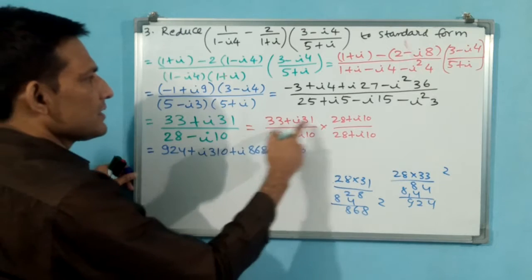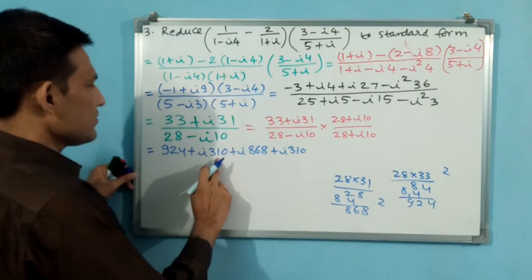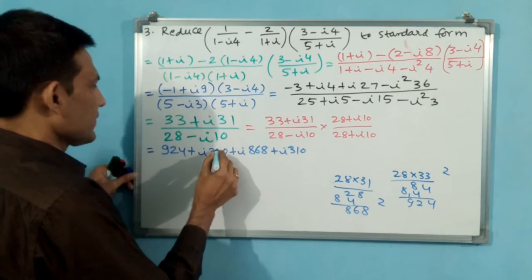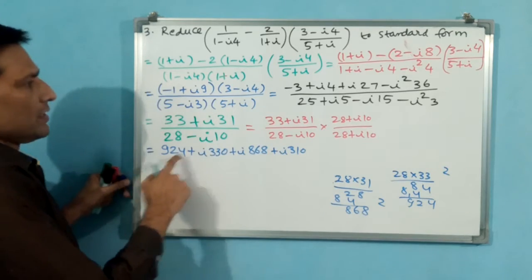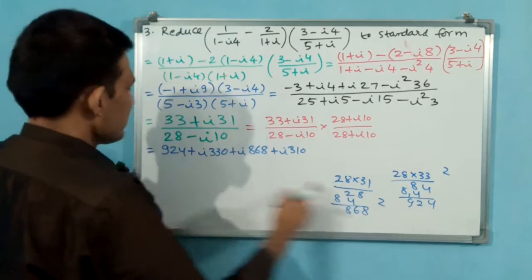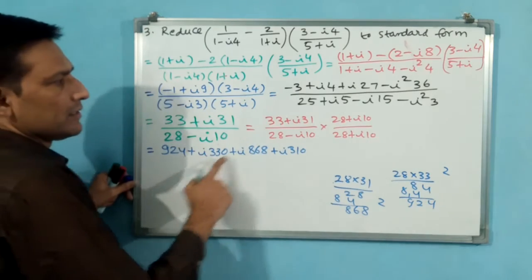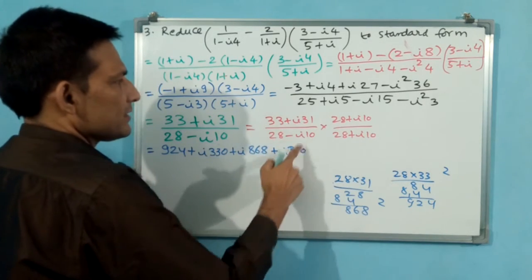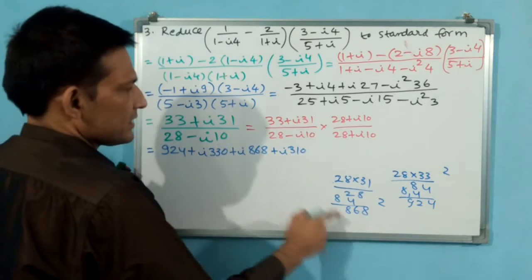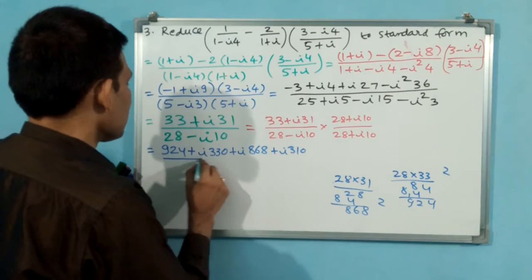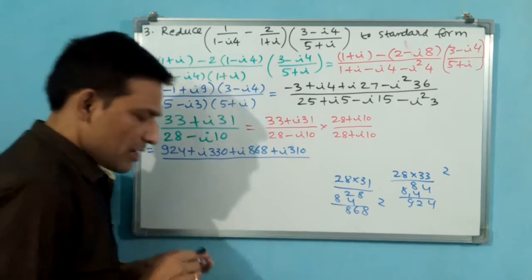I think this is 33 into 10, 330 you have to write. Here you have made a mistake, you see. 33 into 28, okay, 924. Then 33 into 10, 330. 31 into 10, 310. 31 into 28, 868. Okay. Numerator is over. Let us go to the denominator.